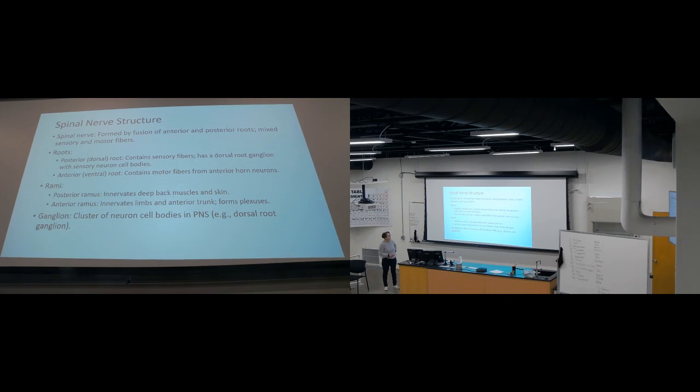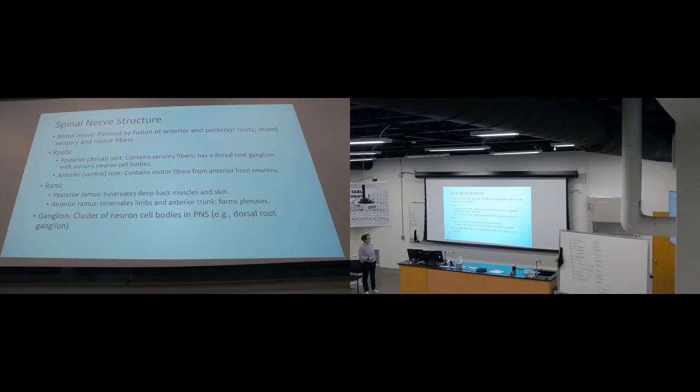Something distinct about these spinal nerves is that they have roots as they connect into the spinal cord, but the root of the posterior part, which is the sensory, has a collection of cell bodies of the neurons located in the dorsal root ganglion. That's how you can distinguish between the motor part and the sensory part.